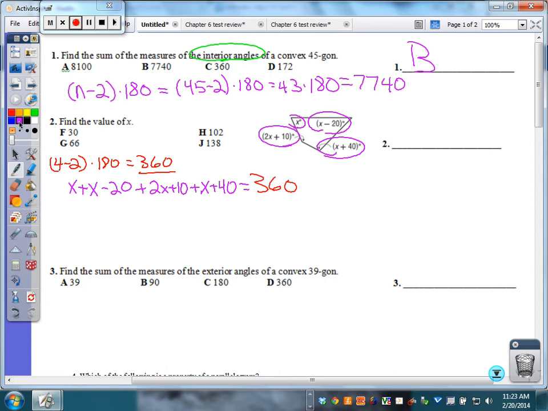We'll go ahead and combine like terms. x plus x is 2x, plus 2x is 4x, plus x is 5x. Now we have negative 20 plus 10, which is negative 10. Negative 10 plus 40 is 30, setting it equal to 360. After I subtract 30 from both sides, we get 5x equals 330. So x equals 66. So the answer is G.